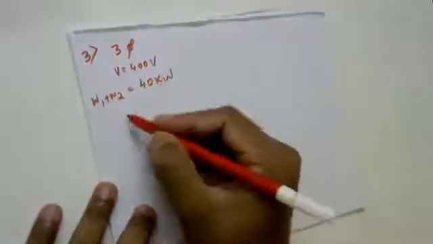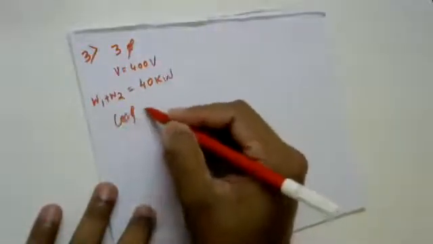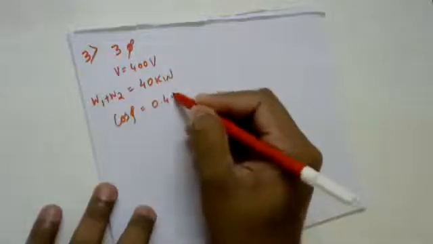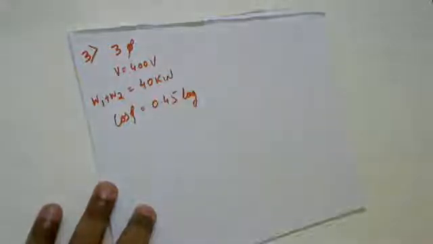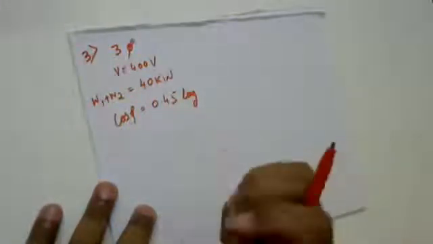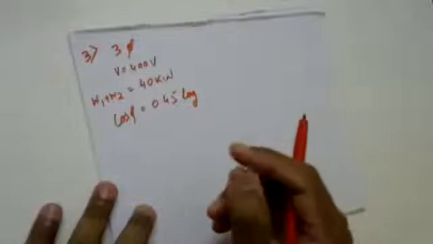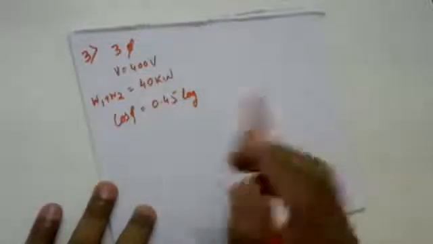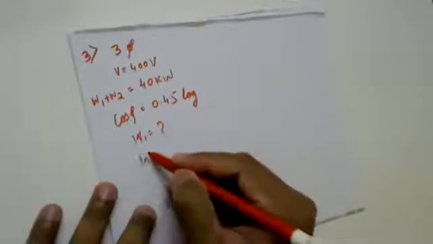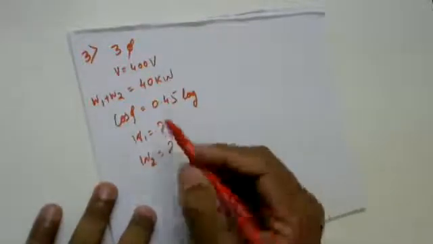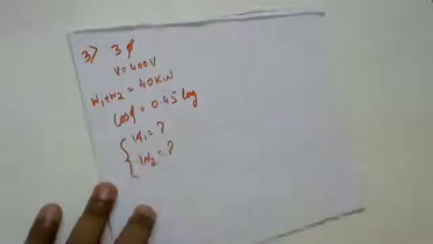Understood? Then he is giving the power factor. The value of the power factor is 0.45 lagging. Find the reading of each of the two single-phase wattmeters connected to measure the input. So what is he asking now? He's asking what is the reading of W1 and what is the reading of W2. That's all.